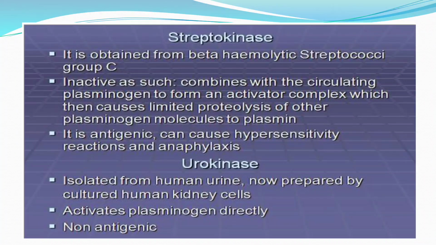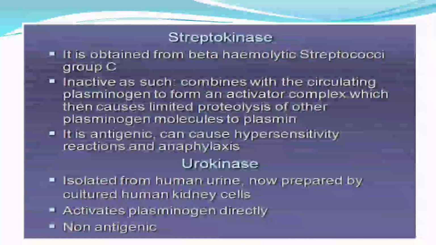Okay, then again the streptokinase enzyme. The streptokinase enzyme is obtained from the beta hemolytic streptococci group C organism, and it is inactive as such. It combines with circulating plasminogen to form an activator complex, which then causes limited proteolysis of other plasminogen molecules to plasmin. So to convert plasminogen into plasmin, the streptokinase enzyme is used. It is antigenic and it causes a hypersensitivity reaction or anaphylactic reaction.